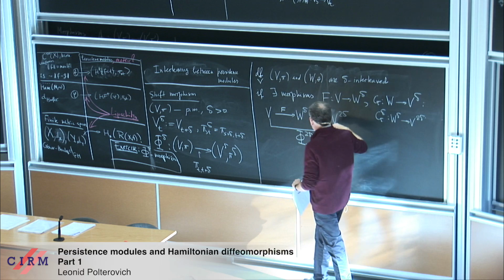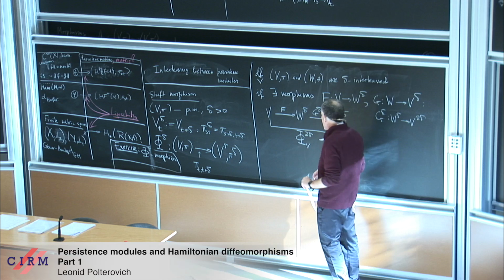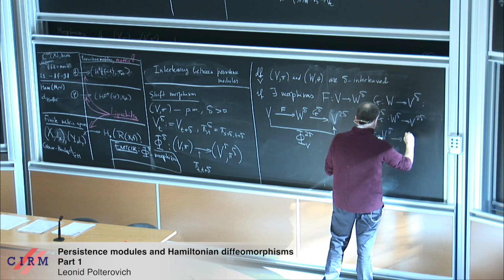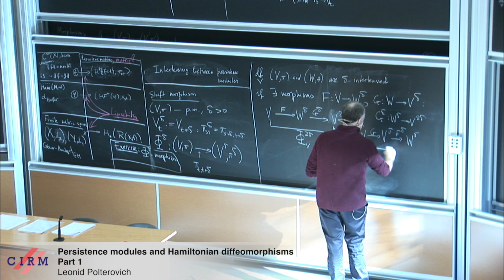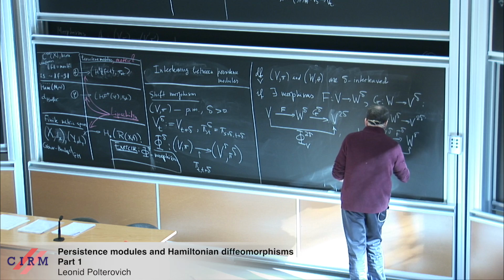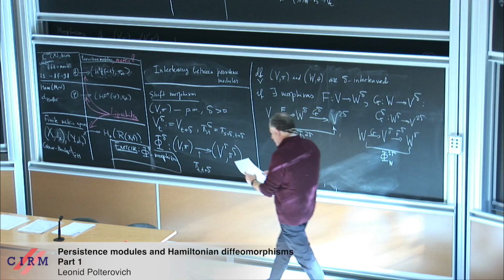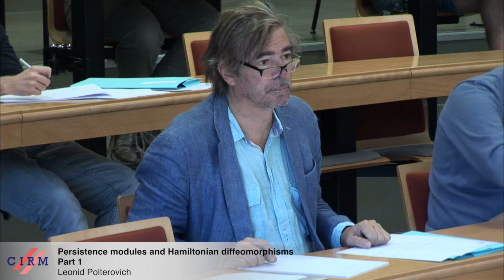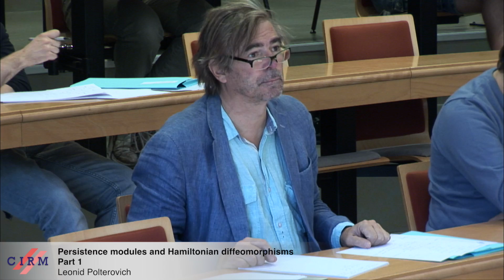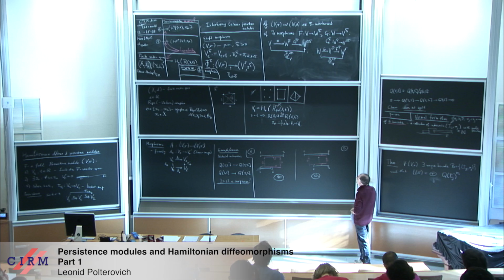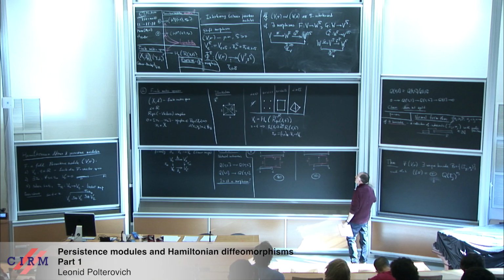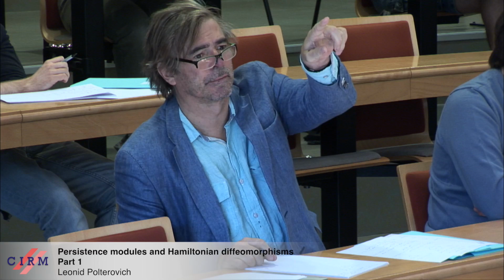And we wish that this diagram commutes. And of course I need the second condition that W goes to V delta, goes to W 2 delta, and you have here F delta, and this is the shift map in W by 2 delta. And so this is the end of the definition. Yes? You mean W delta or W 2 delta? Oh, W 2 delta, okay, thank you very much.